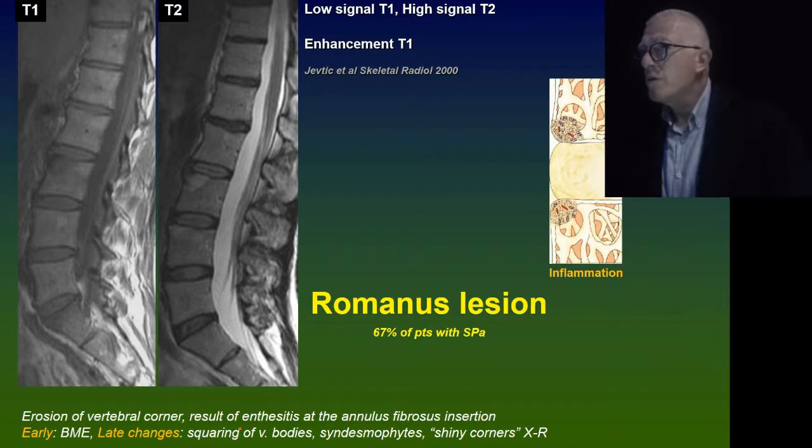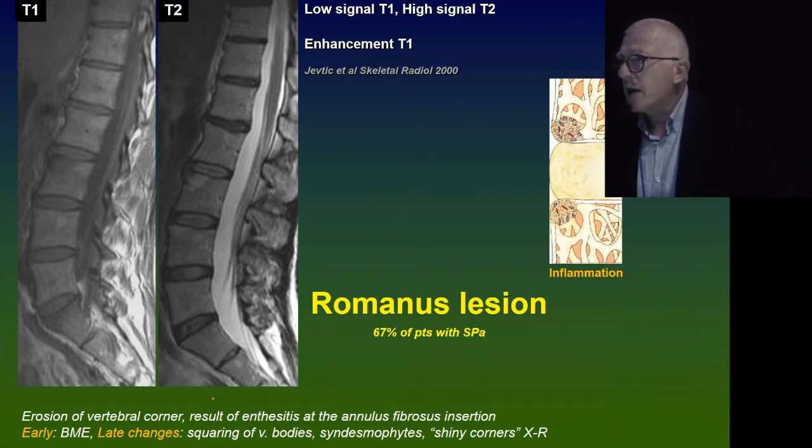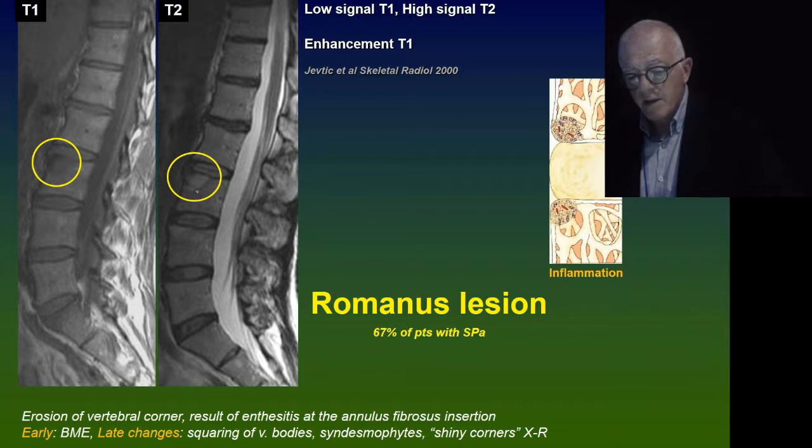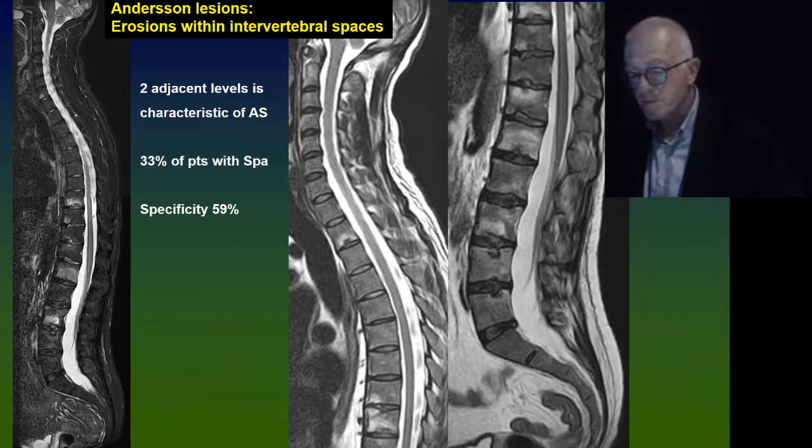Let's see now the real life of axial spondyloarthropathy with spinal involvement. You see T1 low signal, T2 high signal. This is the osteitis. This is the same as in the sacroiliac joint, and this is called Romanus lesion, which is seen in 2 out of 3 patients with spondyloarthropathy. Therefore, it's the initial inflammatory reaction at the ligamentous insertion.